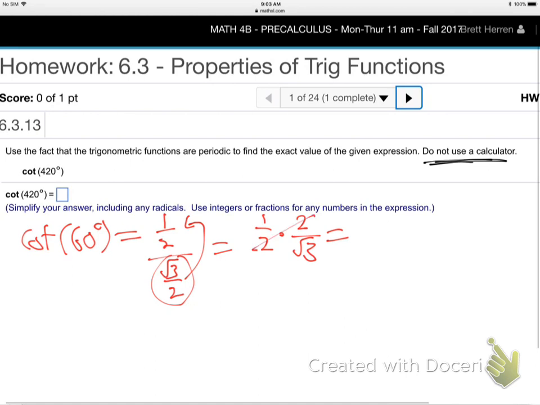The 2's cancel. It's 1 over root 3. And what do we do now with that square root in the denominator? Multiply top and bottom by root 3, right? And we get root 3 over 3. And there we go. Never needed a calculator.